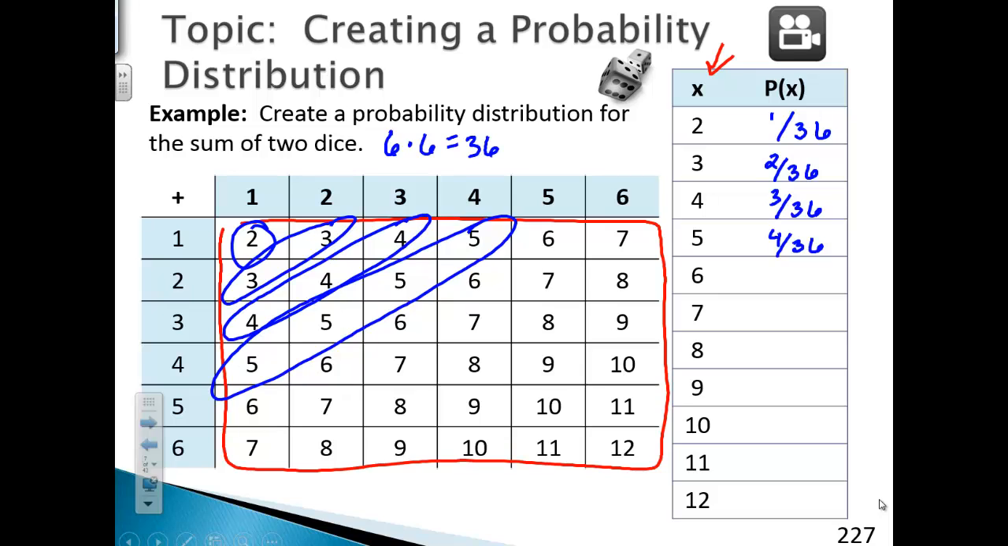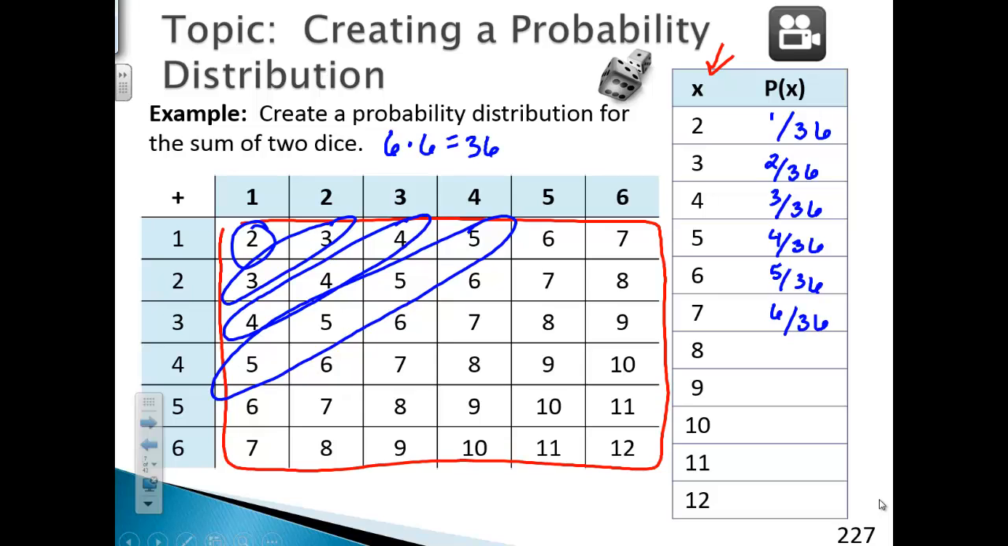Okay, so pause the video and complete the table, and then play so you can make sure you got your answers correct. Alright, so for 6 out of 36, there are 5 6's. And then 7 out of 36, there's 6 7's.